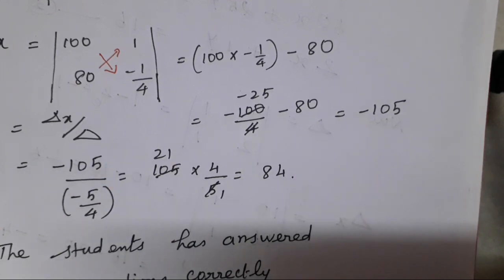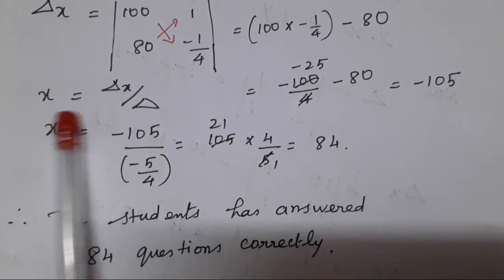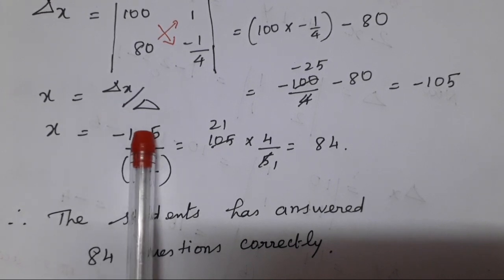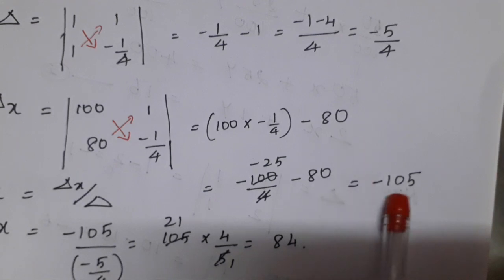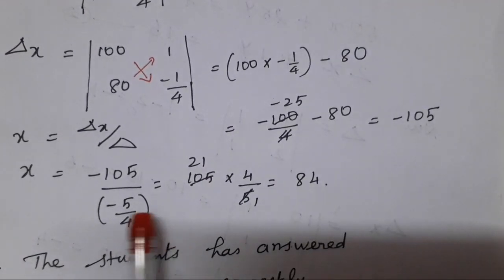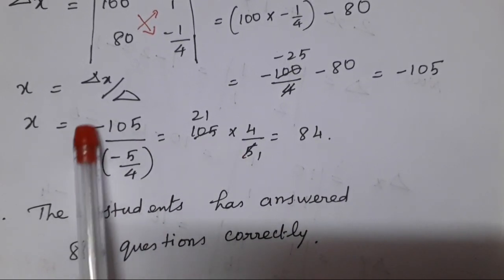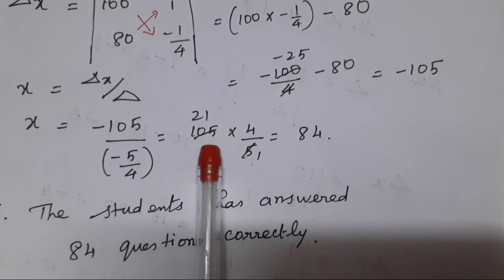Minus 105. Now we first find the x. X is equal to delta x by delta. What is the delta x? Delta x is nothing but minus 105. Delta is minus 5 by 4. So minus 105 by minus 5 by 4 equal to, minus minus becomes plus, 105.